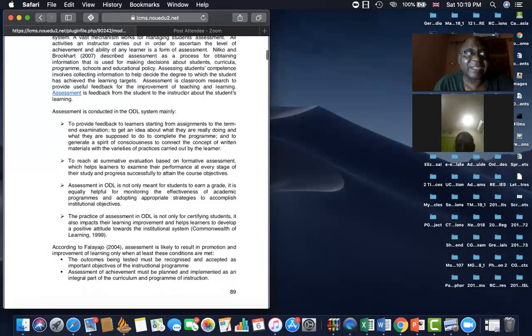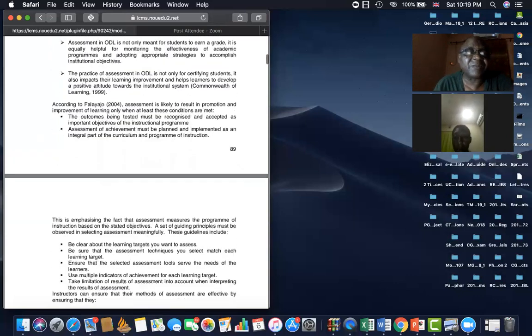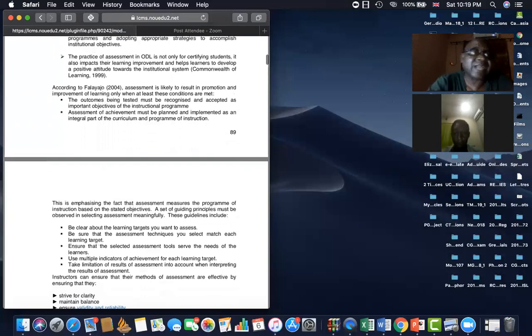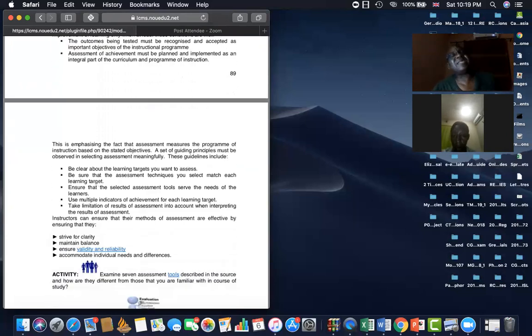Now, assessment is likely to result in promotion and improvement of learning when three conditions are met. The outcomes being tested must be recognized and accepted as important. Assessment of achievement must be planned and implemented as an integral part of the curriculum. So actually, in open and distance learning, I know we have this problem that many of us are still handling open and distance learning activities as if we are handling a conventional system.